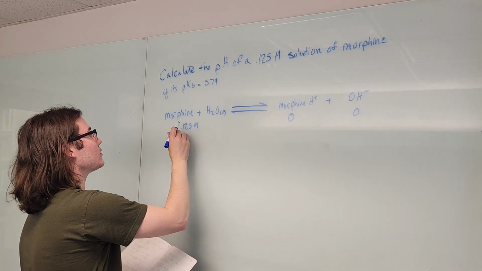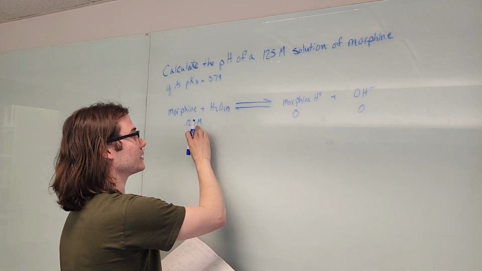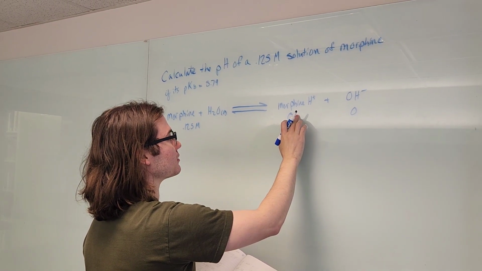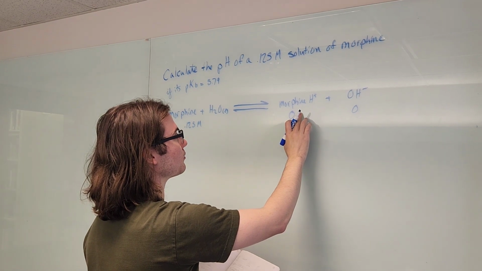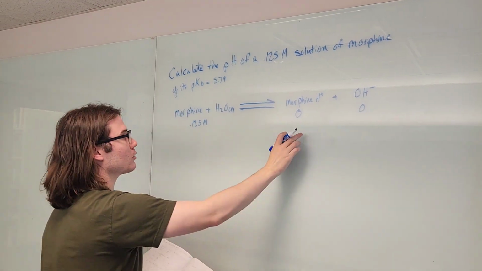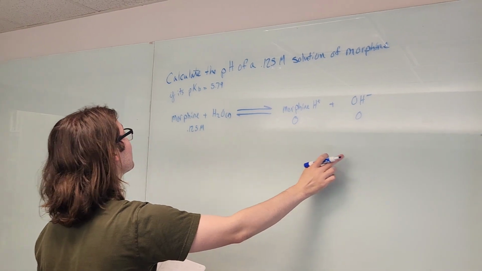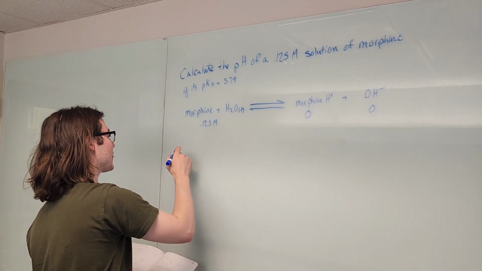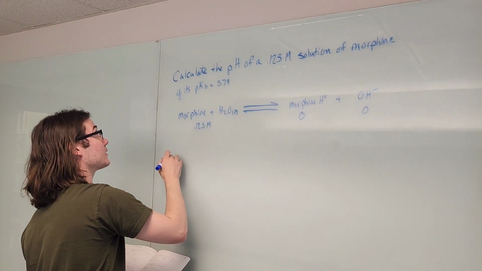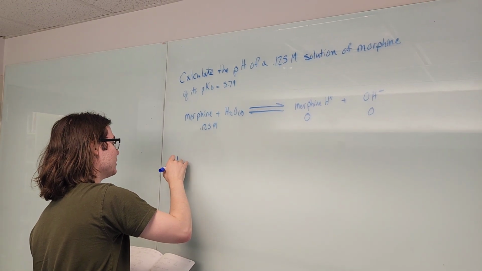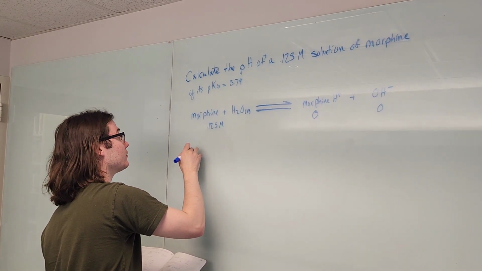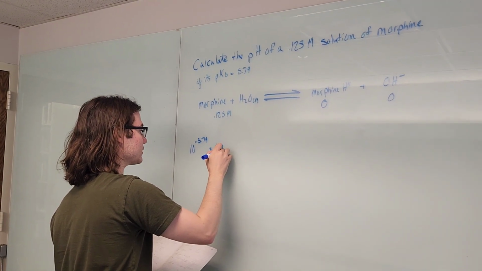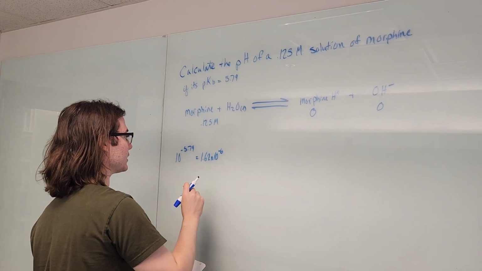We know we have a 0.125 molar solution of it, and initially, this is the concentration, and initially we have 0 moles, or a 0 molar solution of protonated morphine and hydroxide. So in order to find the equilibrium concentration so we can figure out the pH, we need to first figure out what the Kb is. So we can get the Kb by raising 10 to the negative pKb, 10 to the negative 5.79. And that gives us a value of 1.62 times 10 to the negative 6.